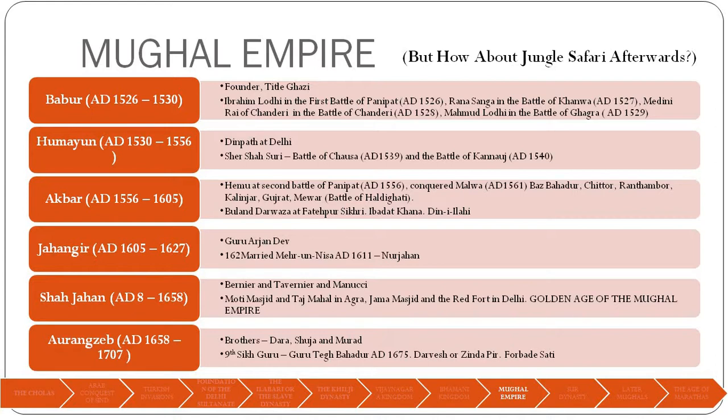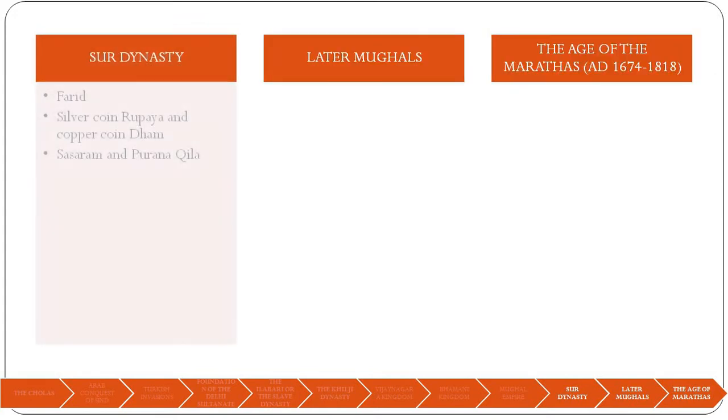After this, the next dynasties which came into existence were the Sur dynasty, the later Mughals, and last, the age of the Marathas. So first we'll be discussing the Sur dynasty. The founder of the Sur dynasty was Farid. He introduced the silver coin called Rupaya and the copper coin Dam. He built his tomb at Sasaram and built a new city on the bank of the Yamuna river. Today that city is known as Purana Qila.